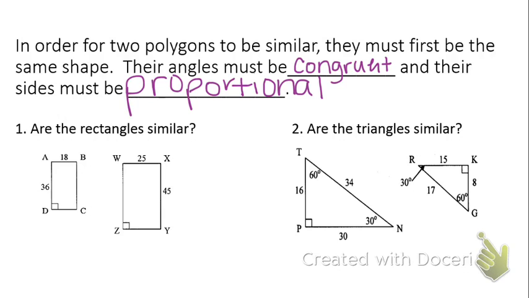So if we look over here at number 1, it says, are the rectangles similar? Well, hopefully we know that all rectangles have 4 90-degree angles, so we know our angles are congruent. So what we need to know is, are our sides proportional? The easiest way to do this is to match up the similar sides. On this one, it's easiest to go small side to small side, big side to big side. There's a bunch of different ways that you can set up these proportions, and here's just one of them. On our first rectangle, 18 is our smallest side, and on our second rectangle, it's 25. And we want to know, does that equal 36 over 45?